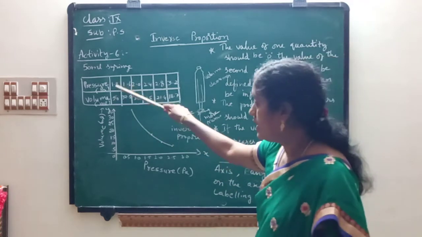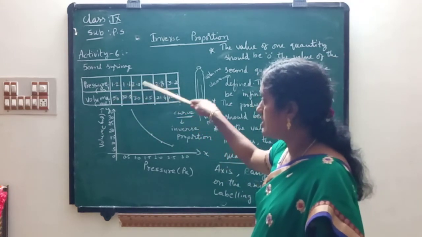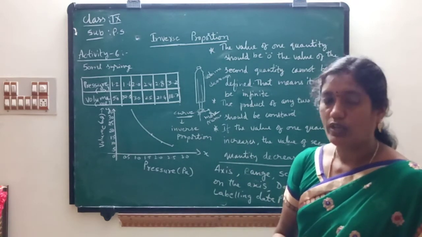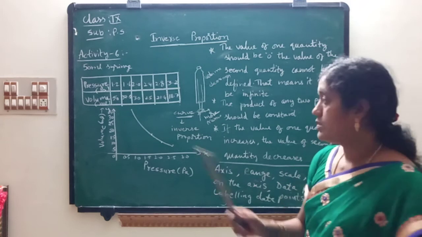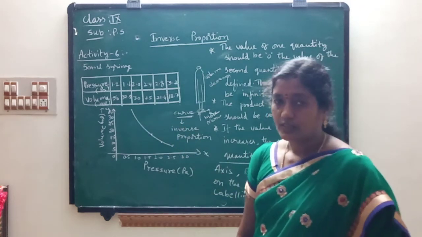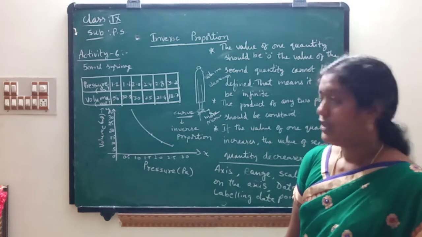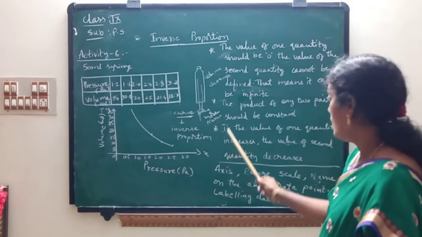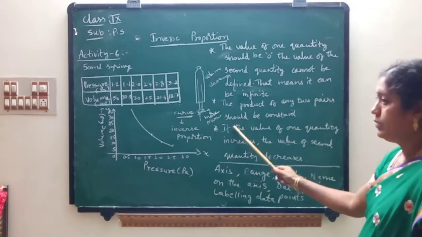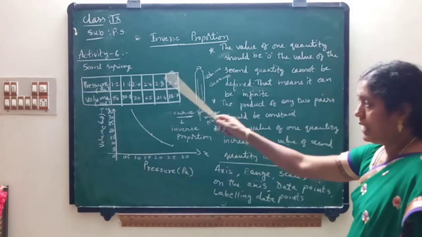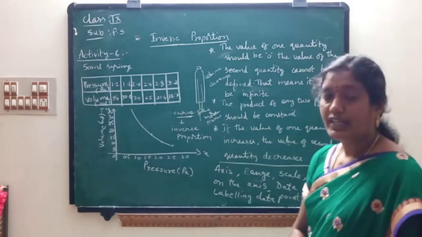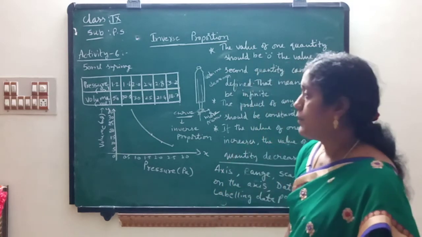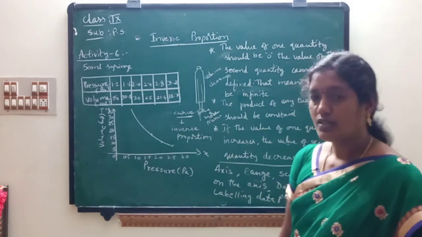If you multiply these two quantities, pressure into volume, then this product is also a constant term. That means you will get the same values. So if you get the same values, then it is termed as a constant value. So the product of any two pairs should be constant. Okay children, by multiplying pressure and volume, we will get the same value and it is known as a constant value. That means the product of pressure and volume is always constant.